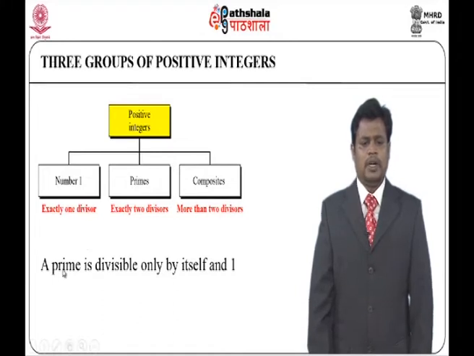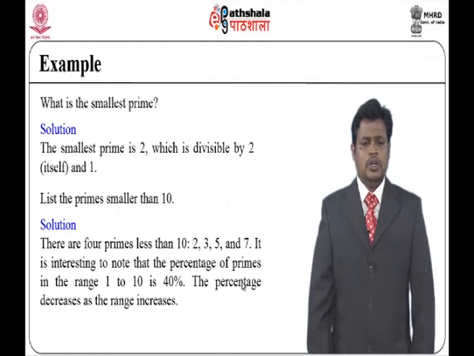So what is a prime number? A prime is divisible only by itself and 1. Whichever number you take, if it is divisible only by 1 and itself, then we can say that it is a prime number. So what is the smallest prime? Let us take an example. The smallest prime is 2, which is divisible by 2 and itself.